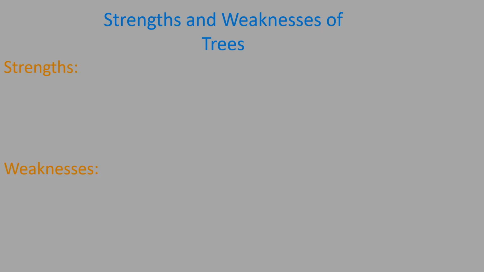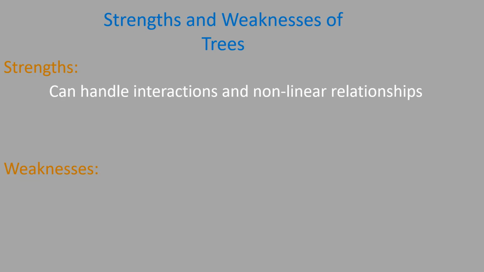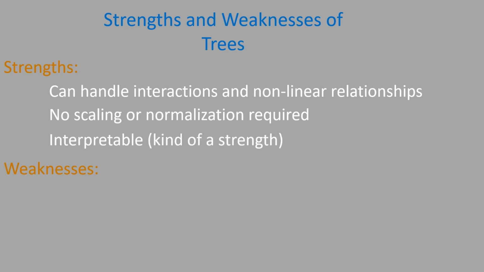Okay, so for the last part of our basic overview of decision trees, I'm going to cover their strengths and their weaknesses. One of the major advantages of decision trees is that they can handle interactions and nonlinear relationships. Another benefit is that the variables used by the decision tree to make predictions don't have to be scaled or normalized. Individual decision trees are also interpretable.